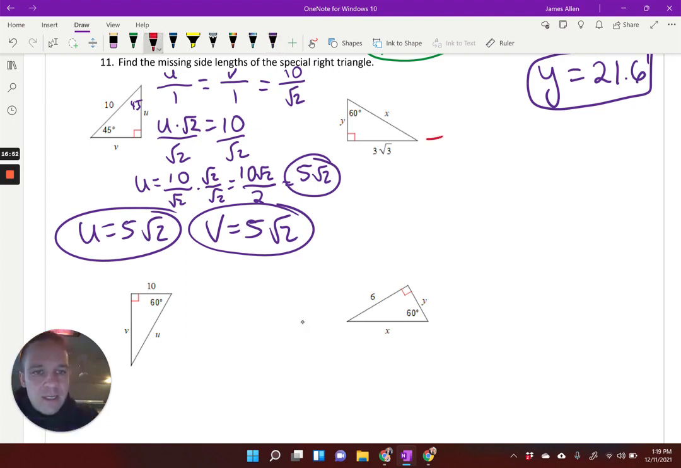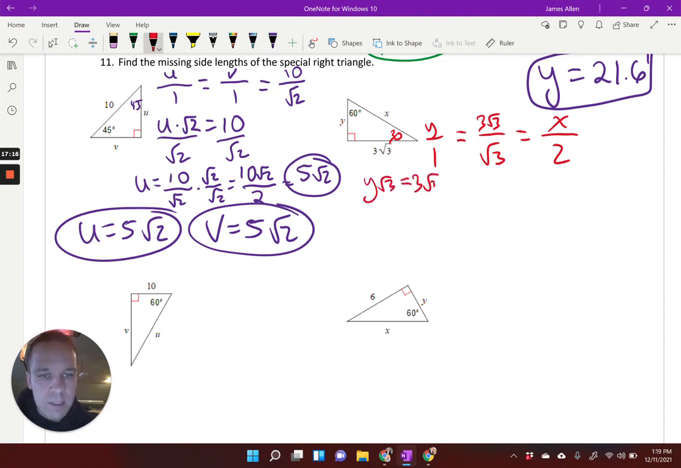I've got a 30, 60, 90. And I've got, let's see here, 1, root 3, and 2. So I'm going to have, let's see, we'll go with y across from the 30, right? Because that's a 30-degree angle. Okay. Across from my 60 is 3 root 3. And then across from the 90 is x. So I'm going to cross multiply and solve. For y, I'm going to have y root 3 equals 3 root 3 times 1, which is just 3 root 3. Now I got to divide by root 3. Now, usually we're like, oh, gosh, I'm going to have to rationalize. But these cancel, and I'm left with y equals 3.